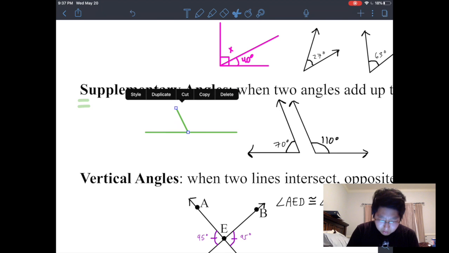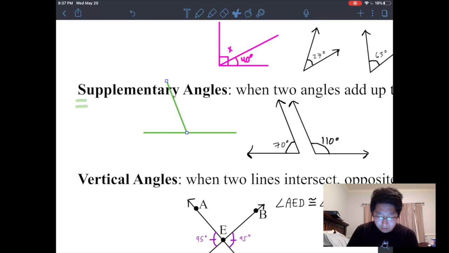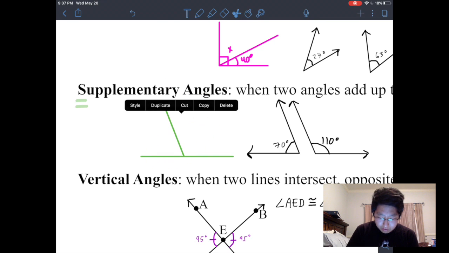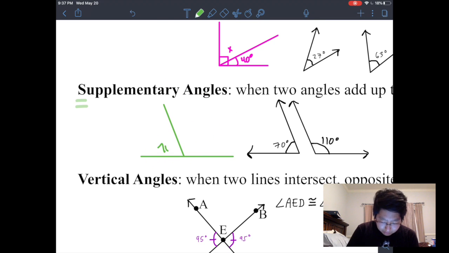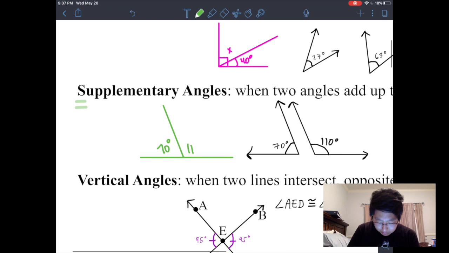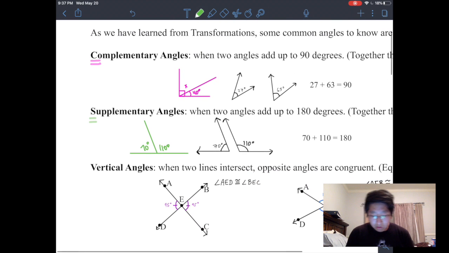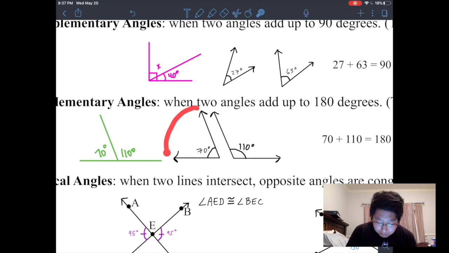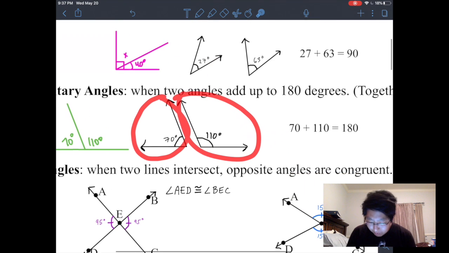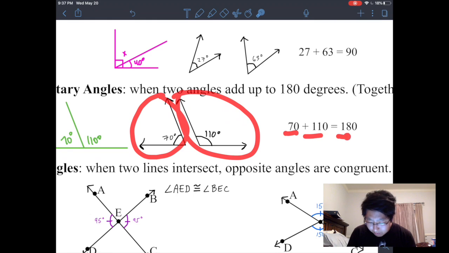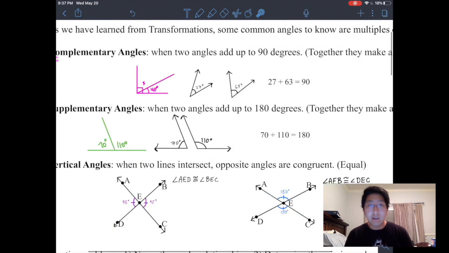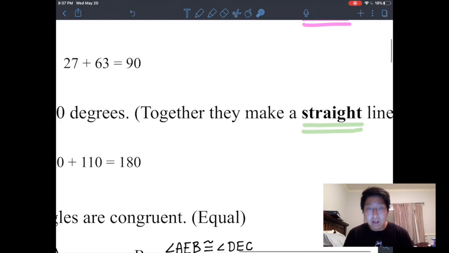Oh no, that's a bummer. I'm going to have to move the whole thing. So this is 70 degrees, and this is 110 degrees. These two angles together create a straight line. We have 70 degrees right here and 110 degrees. If we add them together, they're going to have a total of 180 degrees. And together they make a straight line.